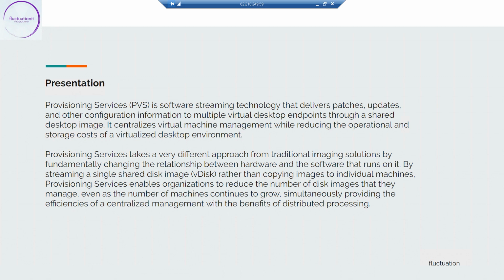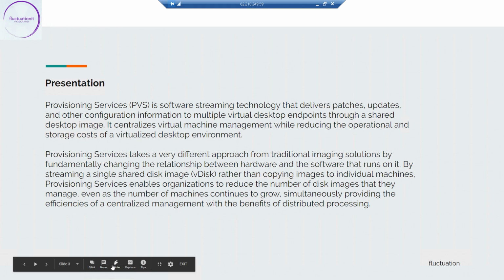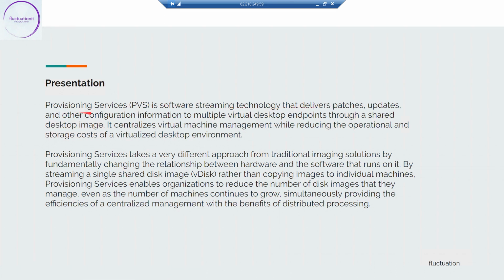So first of all, let's see what is PVS. PVS is a software streaming technology that delivers patches, updates, and other configuration information to multiple virtual desktop endpoints through a shared desktop image. So the advantage is that it's doing centralization of the VM management while reducing the operational and storage cost on a virtualization desktop environment. So this is the first advantage.